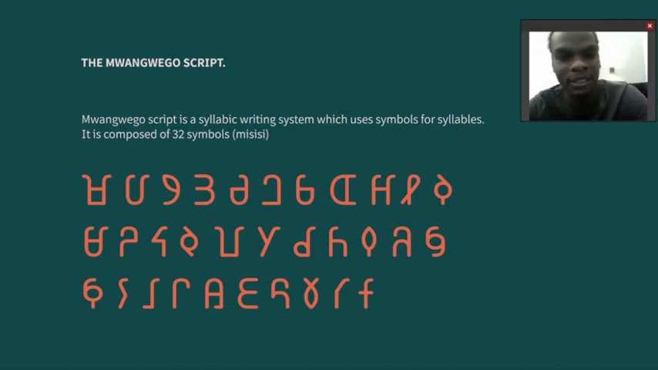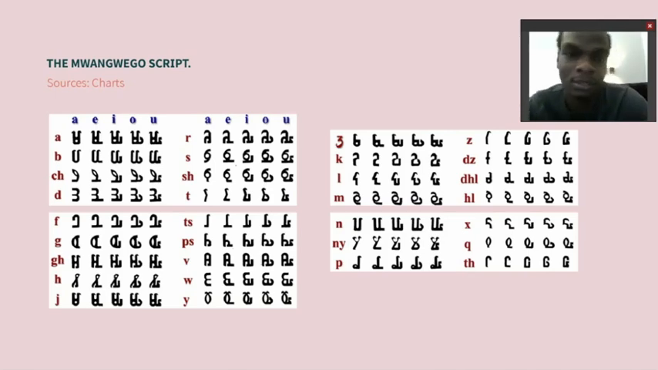And as you can see, the letter forms are quite beautiful, and they're just 32, and it makes it easier to write. And when I started working on the project, my major source was the charts provided by Mr. Mwangwego on the drafts of the writing system. And there you can see the basic repertoire of the misisi when connected to the vowel marks.